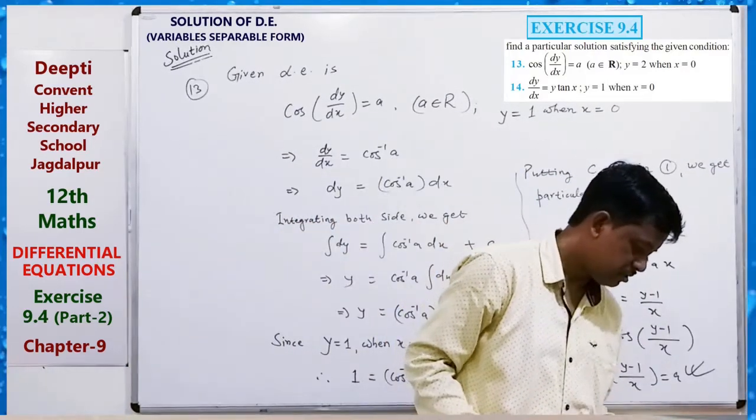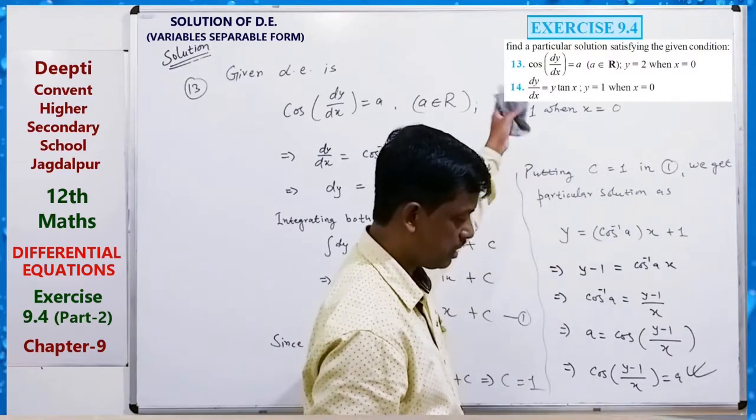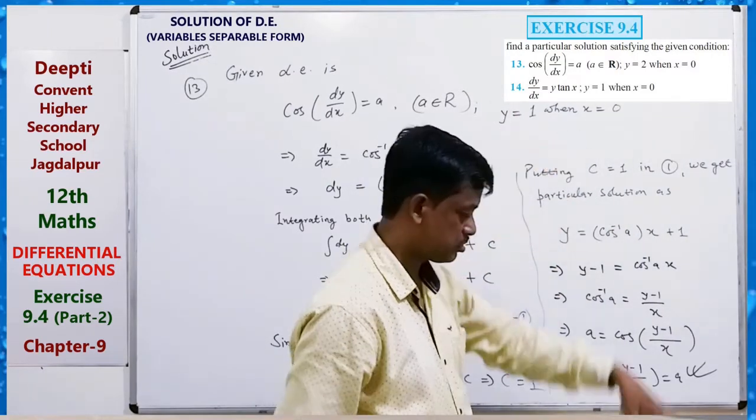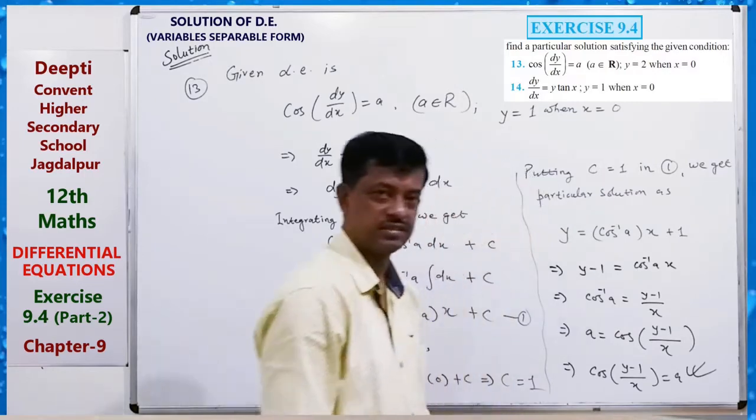14 is also this type of question. So y equal to 1 when x equals 0, and dy by dx equal to y tan x.